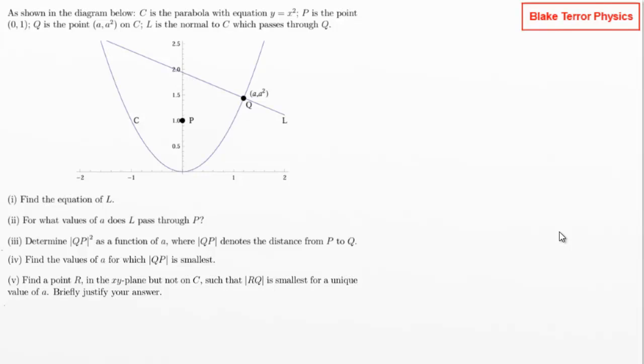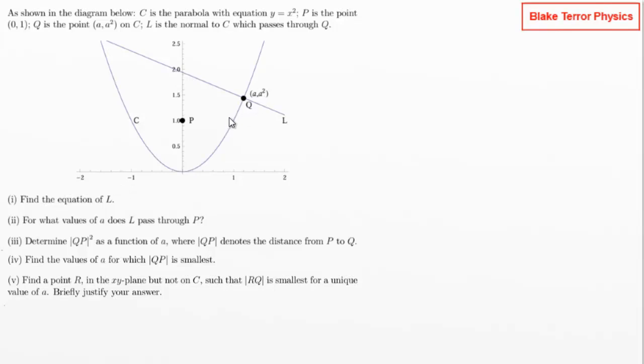Hello, this is question 4 of the 2009 MAT. As shown in the diagram below, C is the parabola with equation y equals x squared. P is the point (0, 1), that's marked on the picture. Q is the point (a, a squared), that's marked on the picture, and it moves around. L is normal to C, passing through Q. Okay, so there's nothing in that description that isn't on the picture.